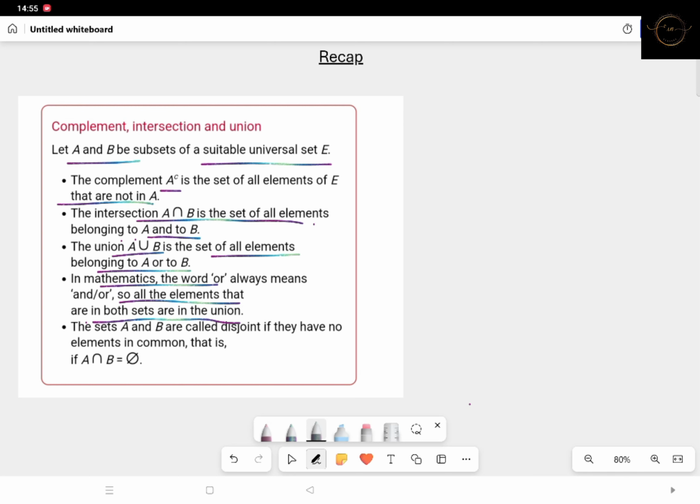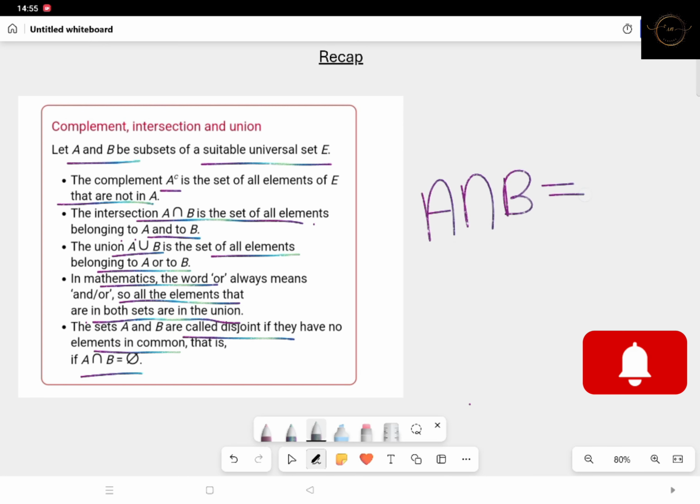And if the sets are disjoint, it means that they have no elements in common. So in that case, we will say A intersection B is equal to phi. Phi, you know, is called a null set. A set which has no elements is called a null set. So if none of the elements are in common with each other, will that set exist? No. So A intersection B will be considered as phi in that case.